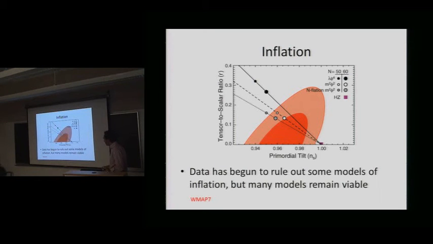So this is a plot from the Planck team of the tensor to scalar ratio versus the spectral tilt. And we can see that some of these models can be pushed outside the allowed shaded regions. But there's still a whole slew of models that remain within the observationally allowed region. And so we'd like to have another tool to discriminate between different models of inflation.